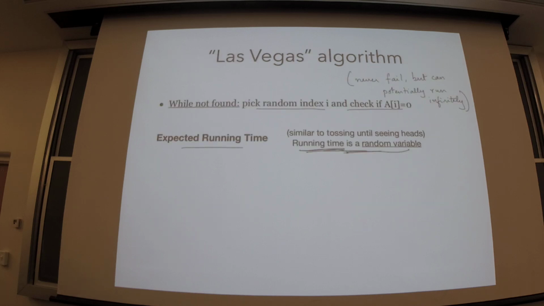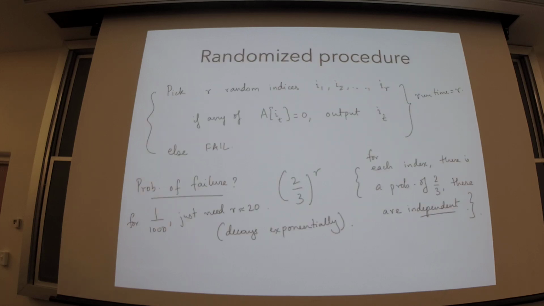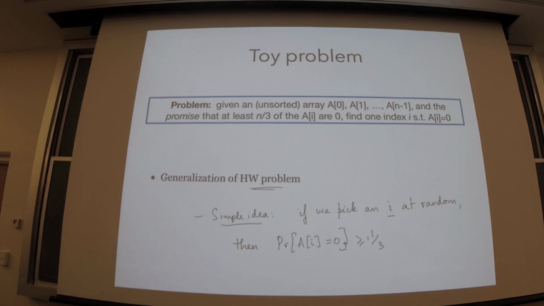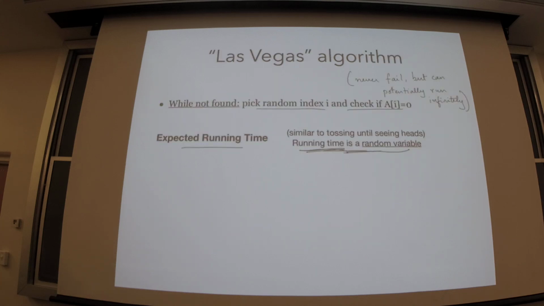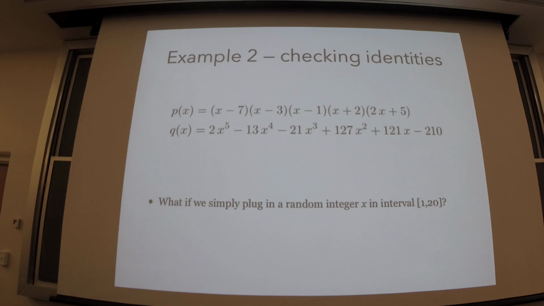Alright, so this was a very toy example, right? You had a bunch of indices and you promised that n by 3 of them are 0. It's clearly a concocted example. But what I'd like to show is that there are actually interesting cases where something like this holds. Okay? So this is a very interesting problem. This is called identity testing.